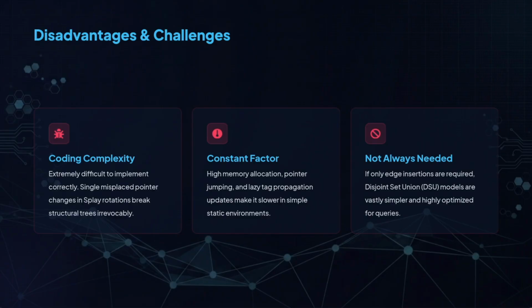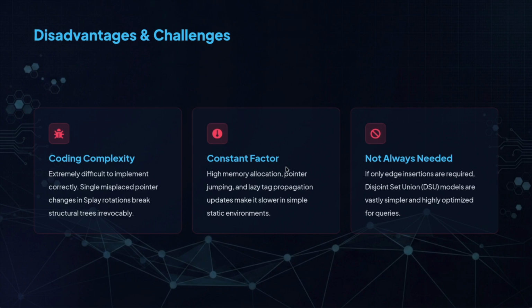However, this theoretical power comes with real-world engineering costs. The biggest challenge is coding complexity. Link-cut trees are notoriously difficult to implement correctly. Because you are constantly rearranging tree pointers, a single misplaced reference during a splay rotation will completely destroy your tree structure. Next is the constant factor.